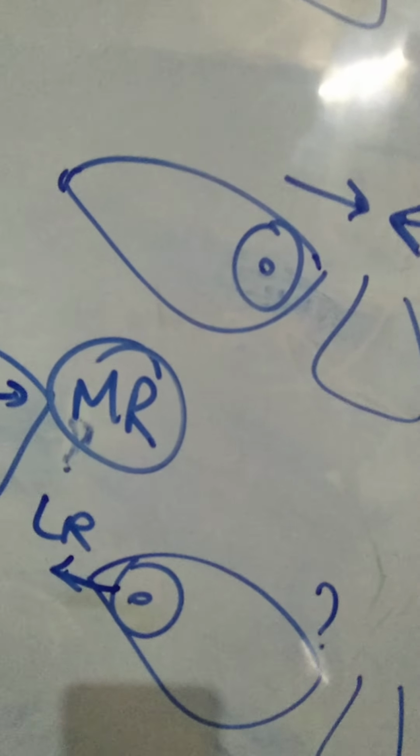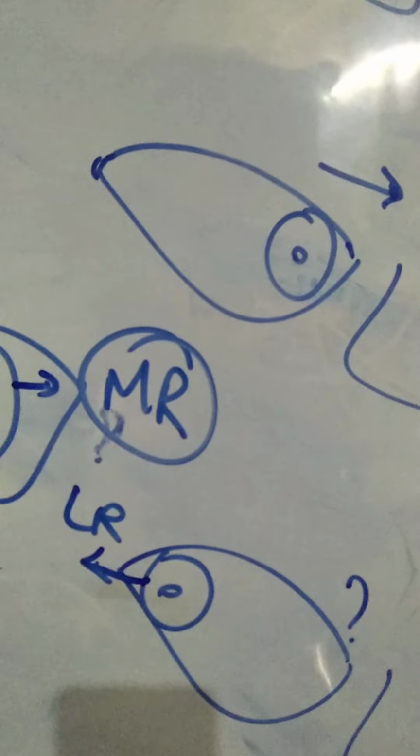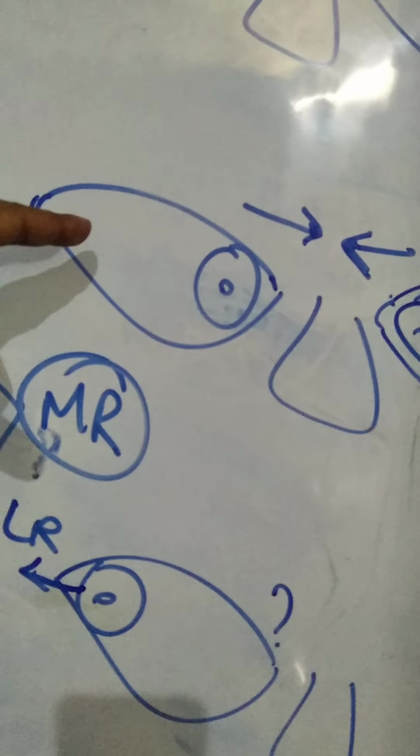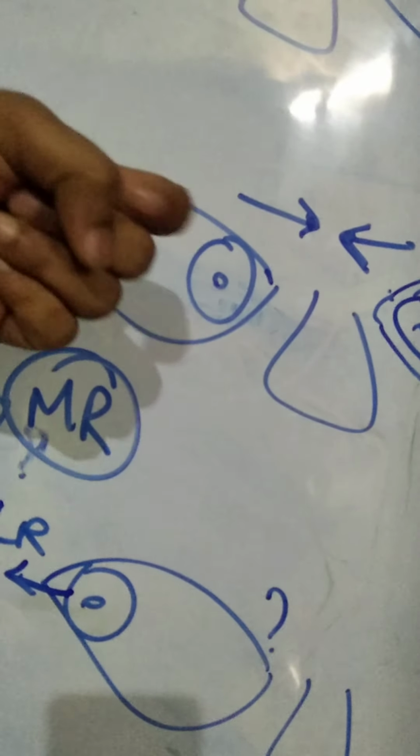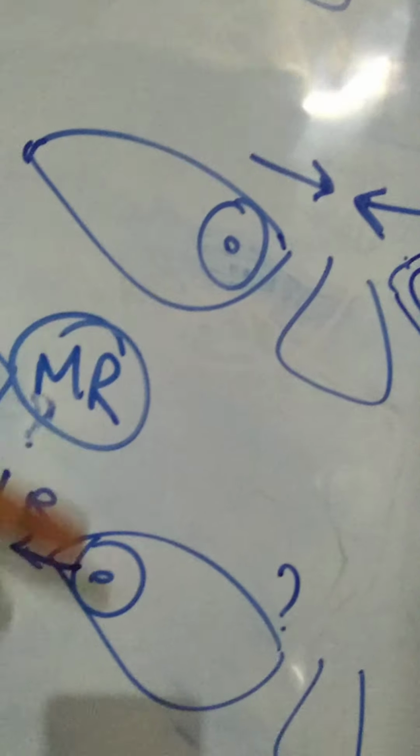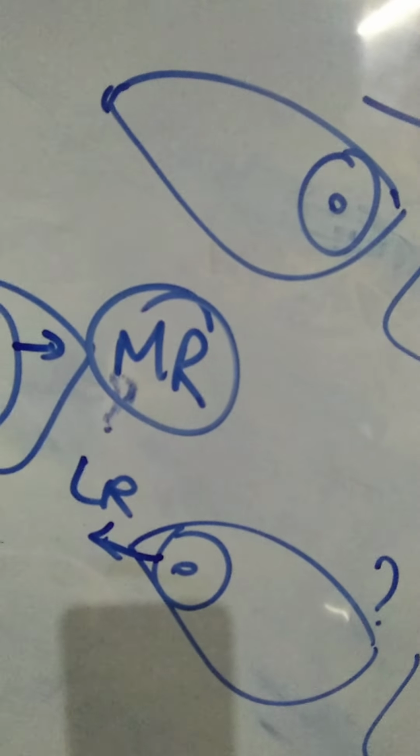It is called external squint or external strabismus, or we can also call it divergent squint, because the normal movement is converging towards the midline. If it goes away from the midline, we can call it divergent squint. So that is a clinical importance.